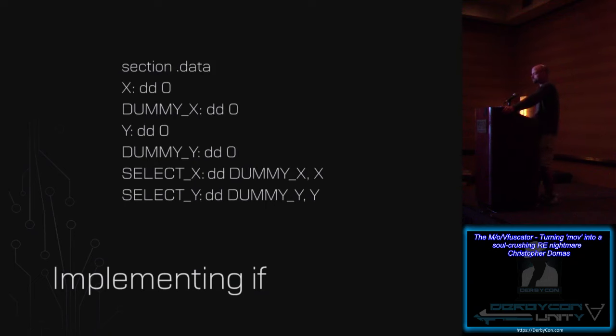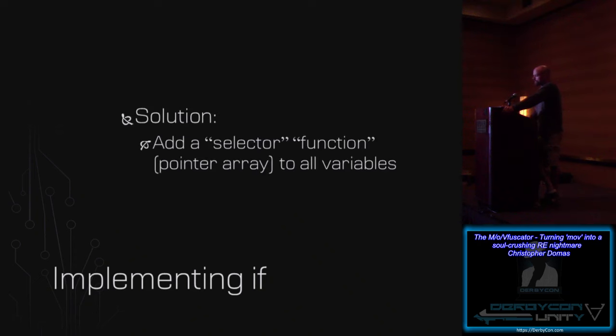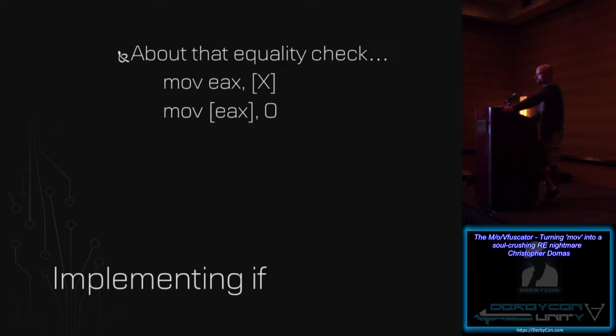In assembly, it's a little bit something like this with NASM syntax. You've got a real copy of your variable x, a fake copy of your variable x, a real copy of y, and a fake copy of y, and then you've got these arrays to select between the two. Use the equality check that we already looked at to pick between a pointer to the real data or a pointer to the fake data. You grab that pointer out of your array, and then you assign 100 into whatever pointer you grabbed. Either that's going to assign to either real data or fake data, depending on the results of that equality check. So the solution to implementing ifs at a low level is to add these selector functions, which are really just pointer arrays for all of our variables.